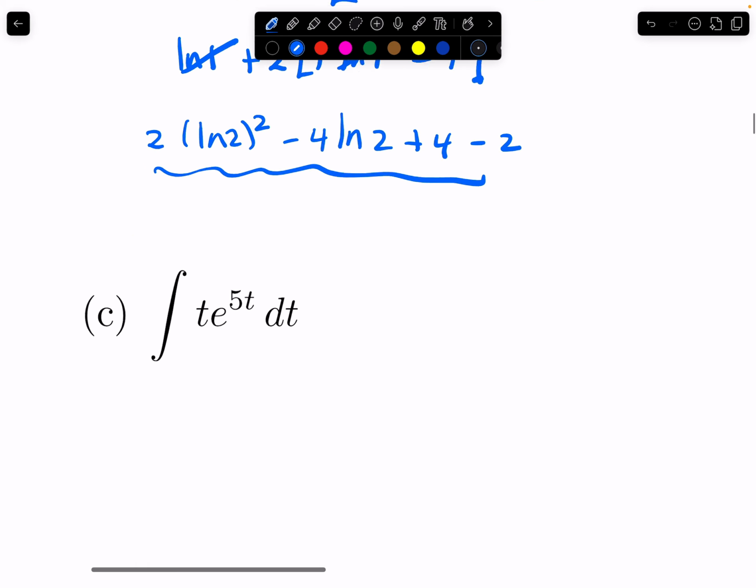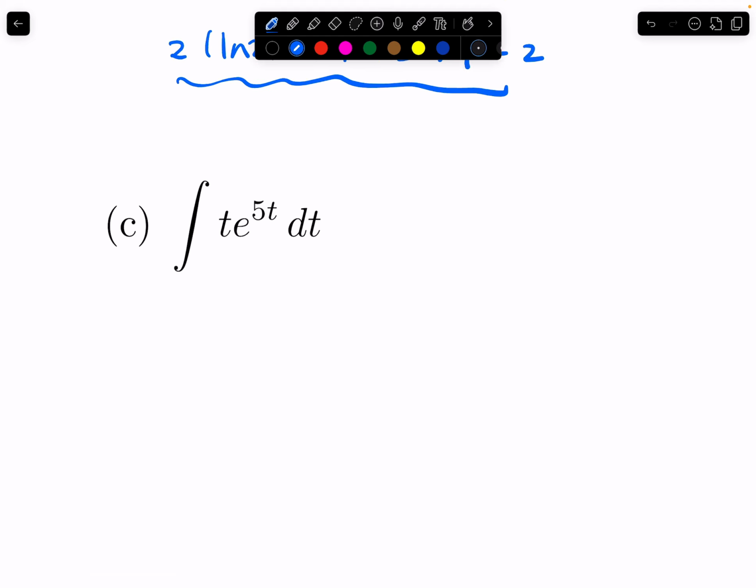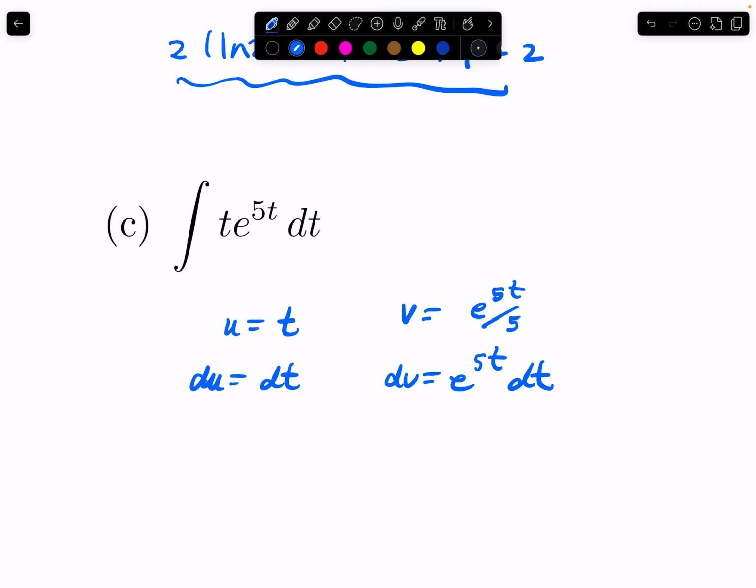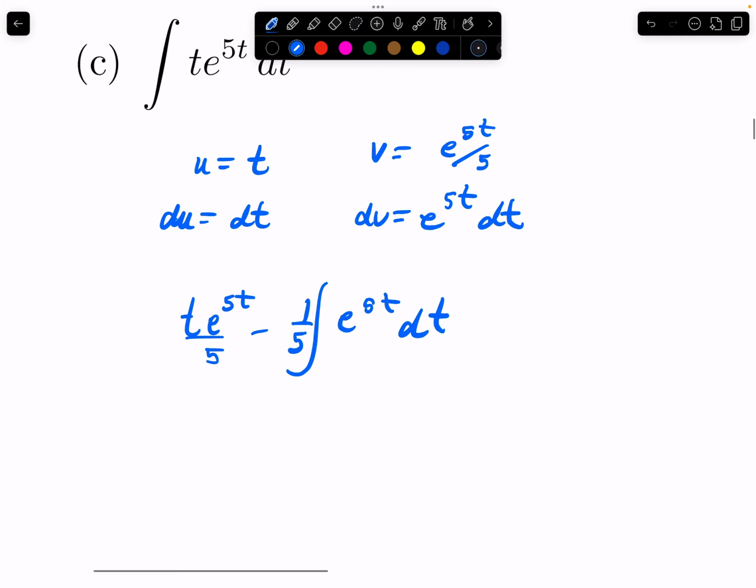All right, one more: t e to the 5t. This time we're going to let u be equal to t, and dv is e to the 5t dt. This tells me du is dt, our favorite kind. v is e to the 5t over 5. So then u times v, t e to the 5t over 5, minus the integral of v, e to the 5t over 5 dt. And then that's a pretty simple integral.